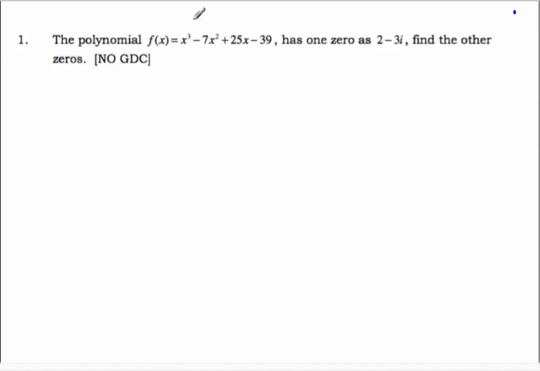Today we're looking at complex roots of polynomials. Here we have a cubic of degree 3. That means there's going to be 3 roots altogether. We're given a complex root 2 minus 3i. So we know another root is going to be, or zeros as it's called in this question, 2 plus 3i, because the roots always come in conjugate pairs.